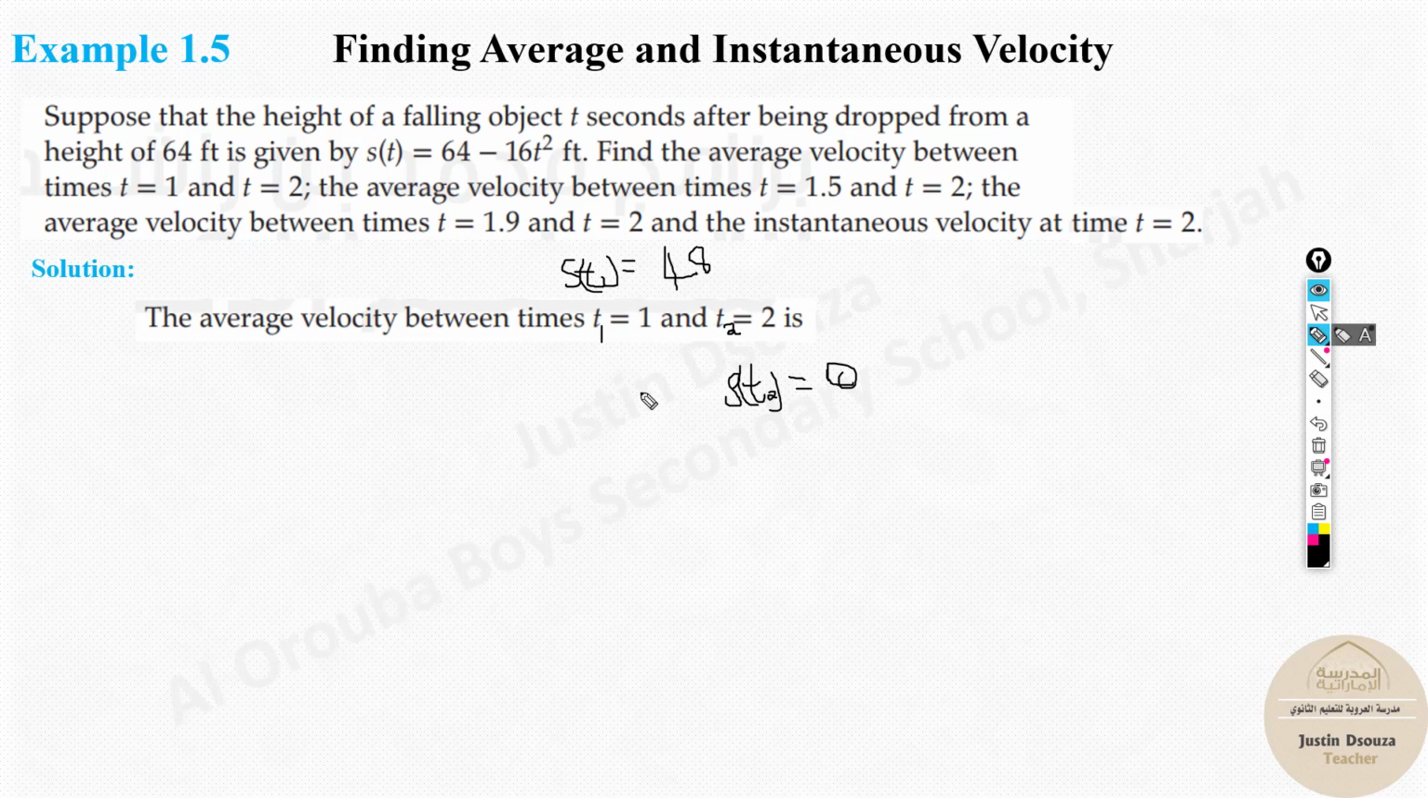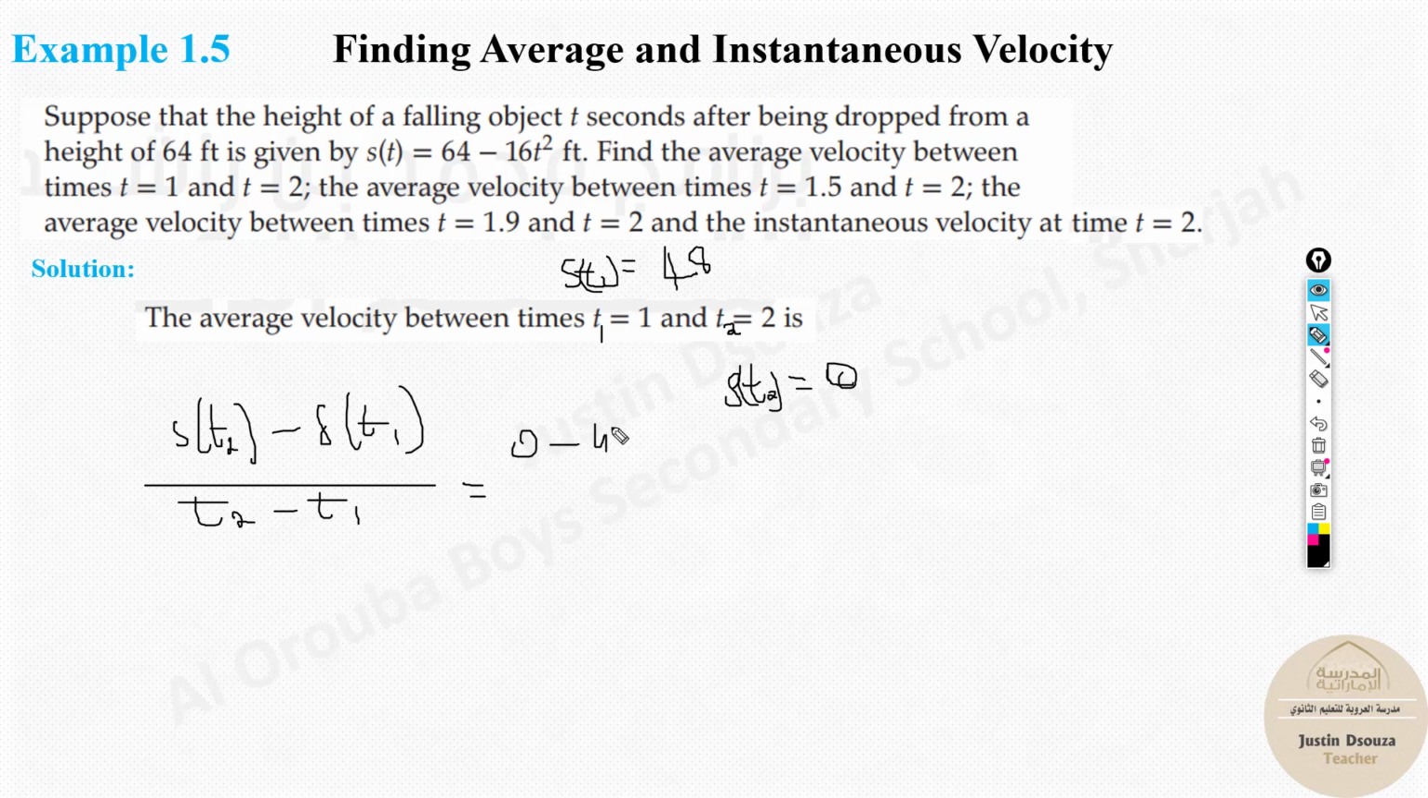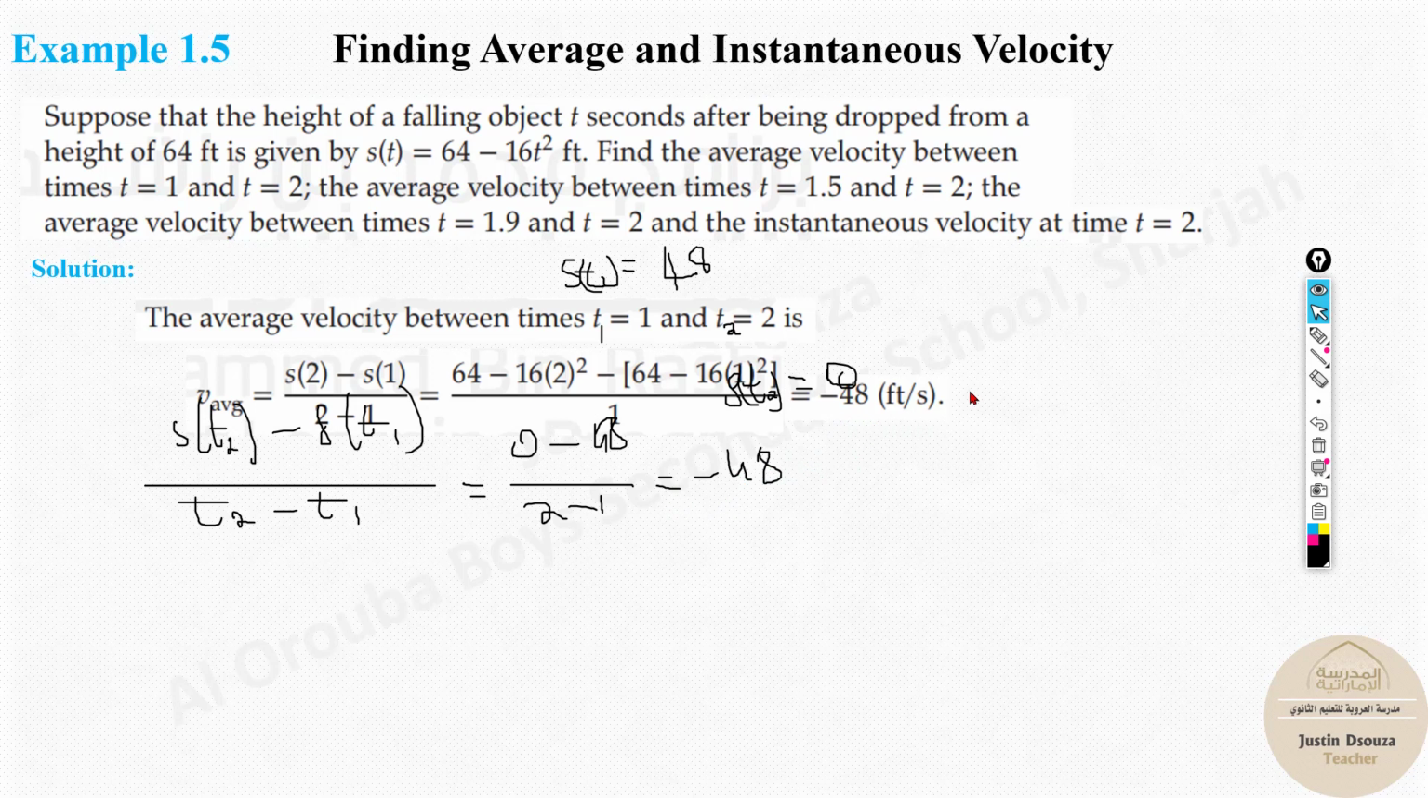And now we need to find the average velocity. I'll write the formula for once. s of t2 minus s of t1 divided by t2 minus t1. It's same like y2 minus y1 divided by x2 minus x1. All you need to do is substitute 0 minus 48 divided by 2 minus 1. The answer is negative 48. 2 minus 1 is 1. So that is negative 48 in terms of distance per time, feet per second. So the first one is negative 48 feet per second.